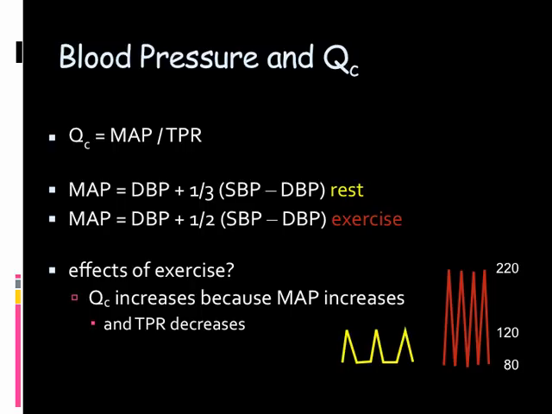So a typical value for mean arterial pressure would be 93 millimeters of mercury. Lowercase m for millimeter, uppercase H, lowercase g, Hg for mercury, millimeters of mercury. So 93 millimeters of mercury is a typical mean arterial pressure.